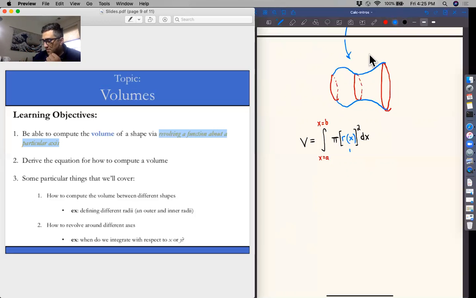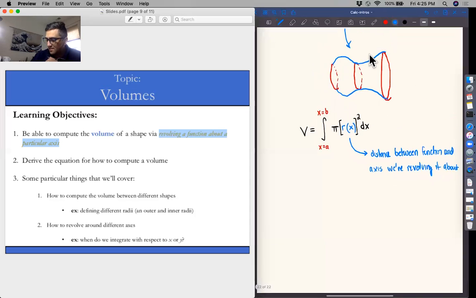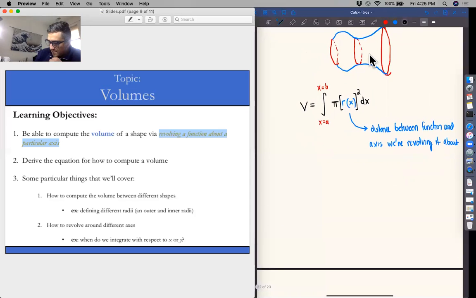So for us, the way we think about this radius is the distance between the function we're revolving and the axis we're revolving it about. So let's go through a very basic example in this case. So say we have the following parabola. We just have a regular old parabola, say y equals x squared.